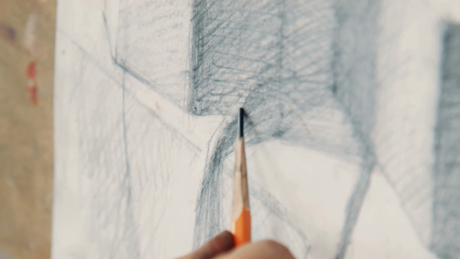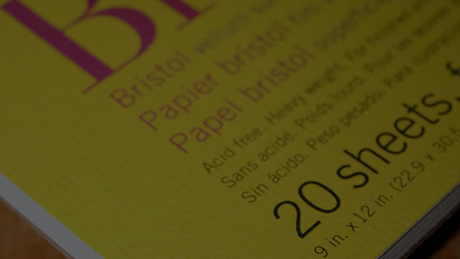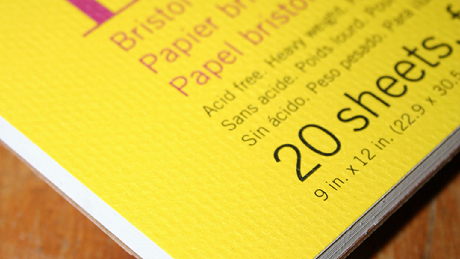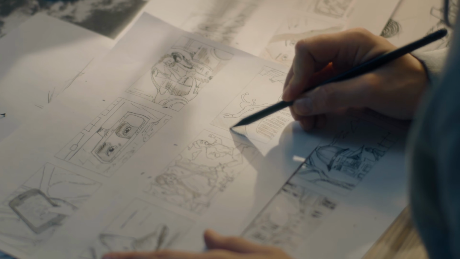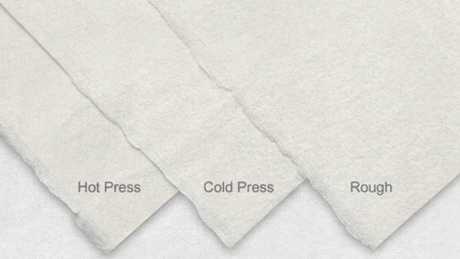Paper is an important factor to drawing. Illustrators typically use Bristol board as it is smooth and tough. This is what comic book artists use because it is good for penciling and inking. I use watercolor paper as I do mostly watercolor drawings.